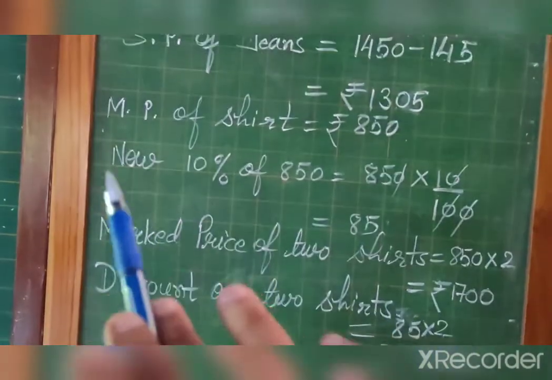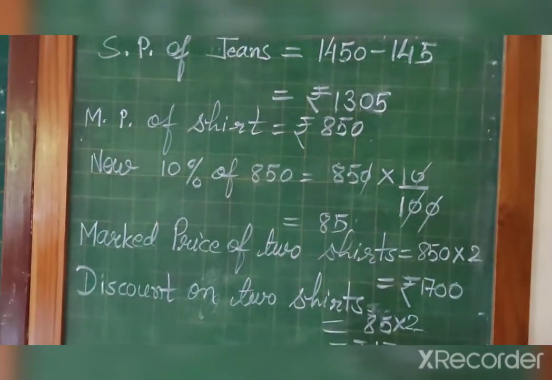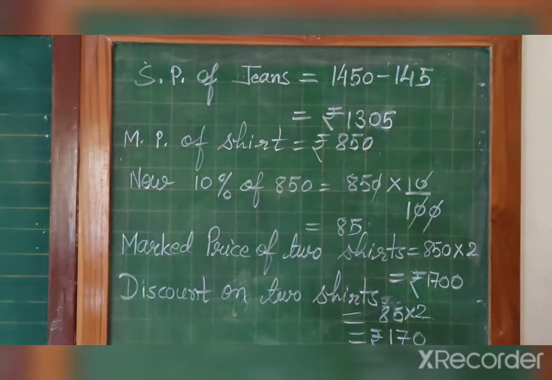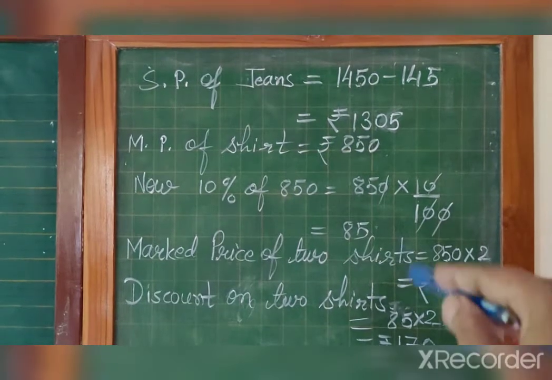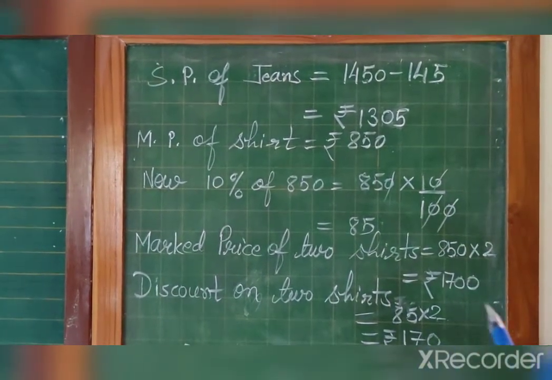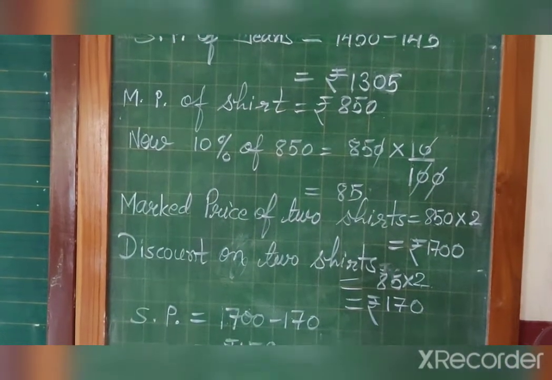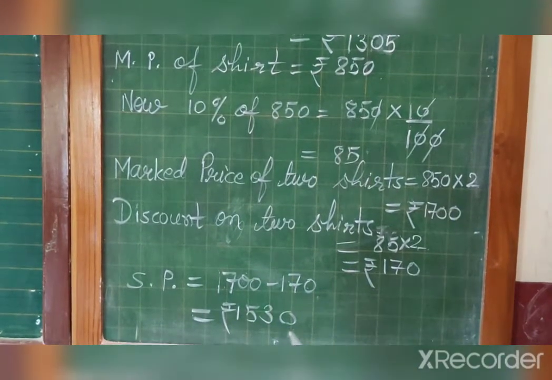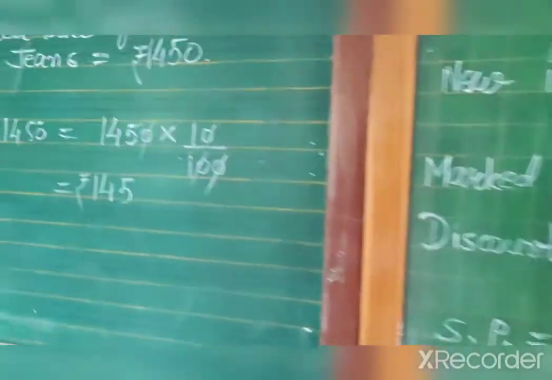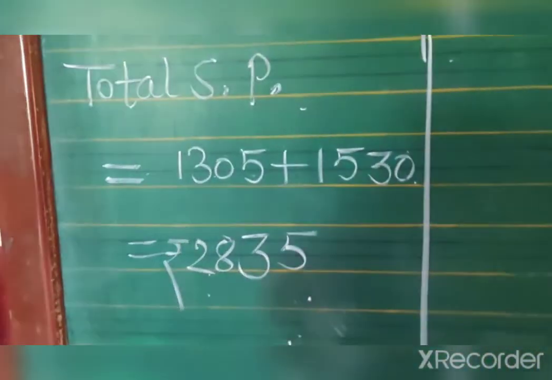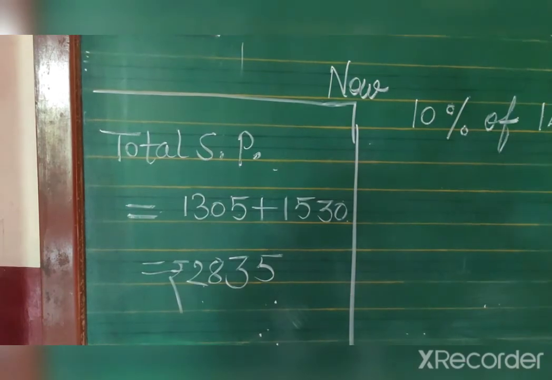Now mark price of shirt, you will write full form, please children. So mark price of shirt is equal to rupees 850. Now 10% of 850 is equal to 850 into 10 upon 100. Those 2 0s cancel by these 2 0s. So 85. Now mark price of 2 shirts is equal to 1700. Discount on 2 shirts is equal to 85 into 2, 170. So SP of 2 shirts is 1700 minus 170, that means rupees 1530. So total SP is equal to 1305 plus 1530, that means rupees 2835. Okay.